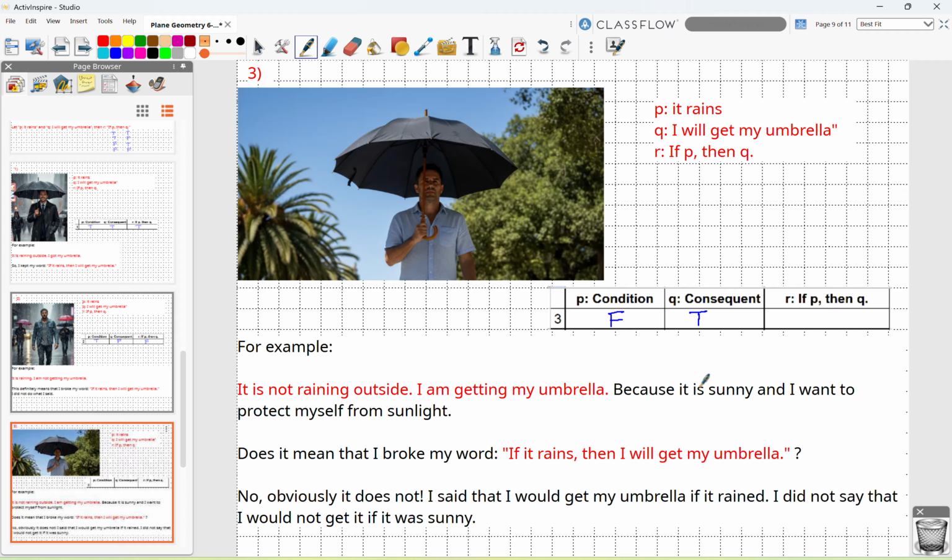Q is true. So in this scenario, does it mean that I broke my word, which is if it rains, then I'll get my umbrella? No, obviously it doesn't break my word, because I said that I would get my umbrella if it rained. I didn't say that I wouldn't get my umbrella if it wouldn't rain or if it was sunny, right? That's why my proposition R, which means if P then Q, is still true.